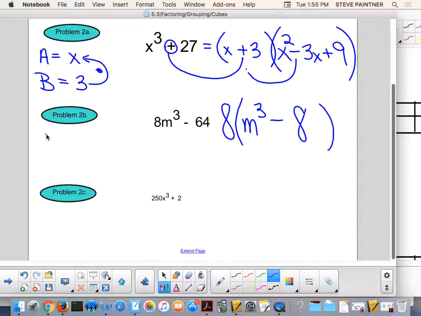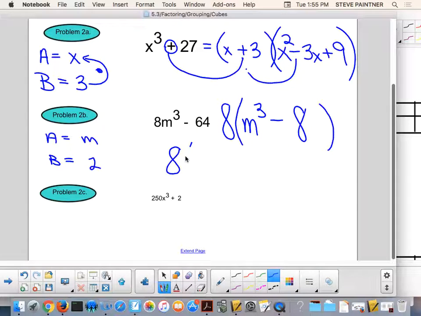You might want to start by saying what's A, what's B? M. The cube root of M cubed is M. The cube root of 8 is 2. These are the numbers you will be using in your formula up there. Yes, Tim. Will it always be a perfect cube in the parentheses? If it's not, you're done. You can't keep going. The reason I can keep going is because these are perfect cubes.